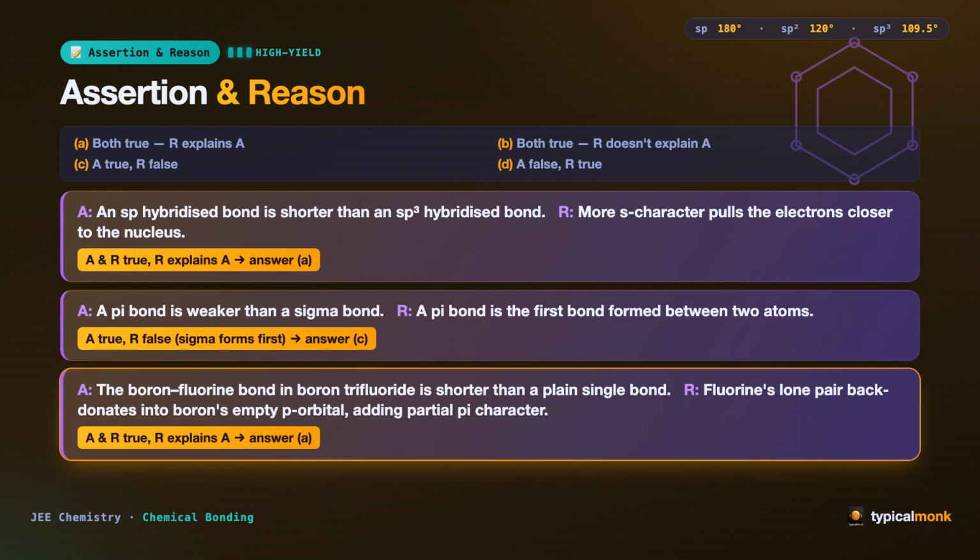Third one, assertion: the boron to fluorine bond in boron trifluoride is shorter than a plain single bond would be. Reason: fluorine's lone pair back donates into boron's empty p orbital, adding partial pi character. Both statements are true, and the back donation is exactly why the bond shortens. The reason explains the assertion. Both true. Reason explains. Option A.